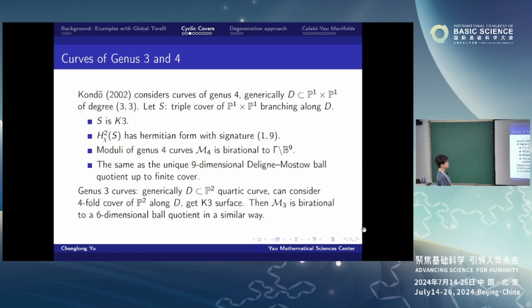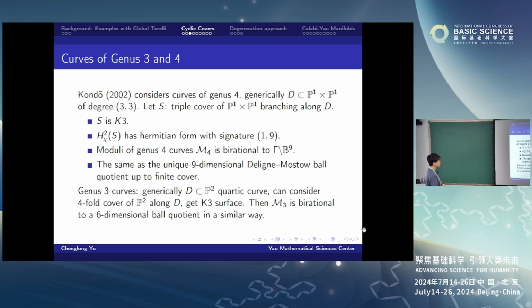So we consider the canonical embedding and this quadric, which is P1 cross P1, and take the triple cover branched along this curve of genus 4. Now, the corresponding surface will be a K3 surface. So this is a very nice case studied previously. And the Hodge structure, or the cohomology of S, will have a similar decomposition according to the characters of this cyclic group of order 3.